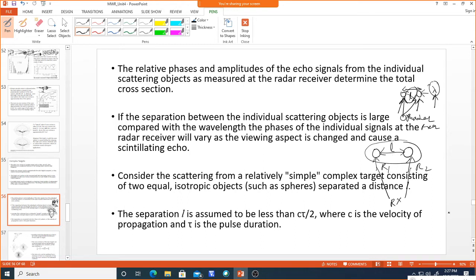and also the resolution. What is resolution? We already found that it is c tau by 2. It tells how much separation we need so that the two targets are completely resolved. The resolution is decided by this factor c tau by 2, where tau is the pulse duration of the signal. If you completely resolve these two targets, then we can get the RCS of the complete scenario, which consists of two spheres.